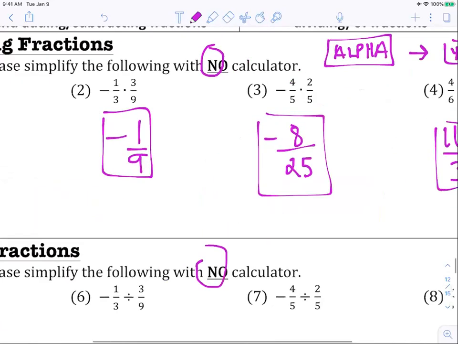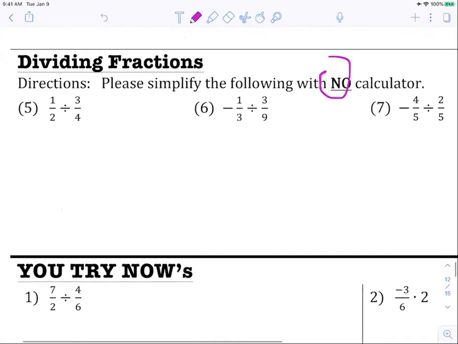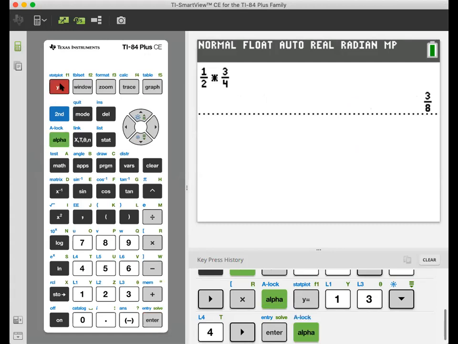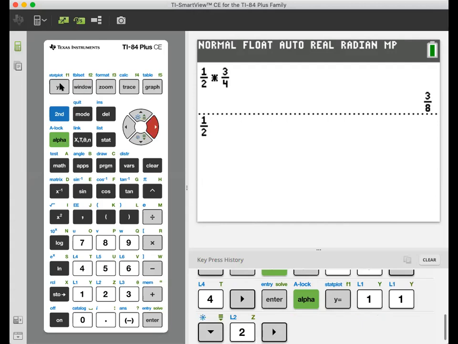And the last thing we're going to talk about, obviously, is dividing fractions. And these we do in the exact same way. We just are going to use the division function instead of the multiplication function. So if I'm going to do 1/2 divided by 3/4, example number 5, again, we go back to alpha y equals number 1. I'm going to do 1/2 divided by 3/4.